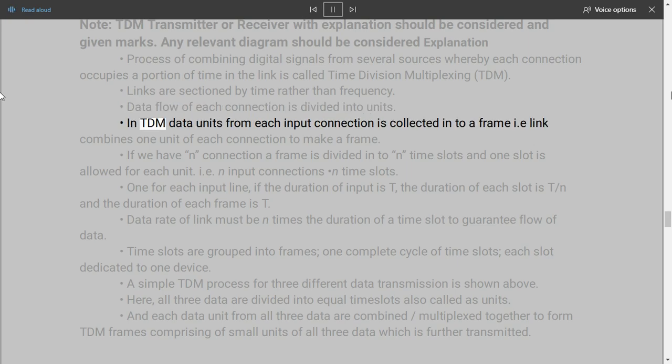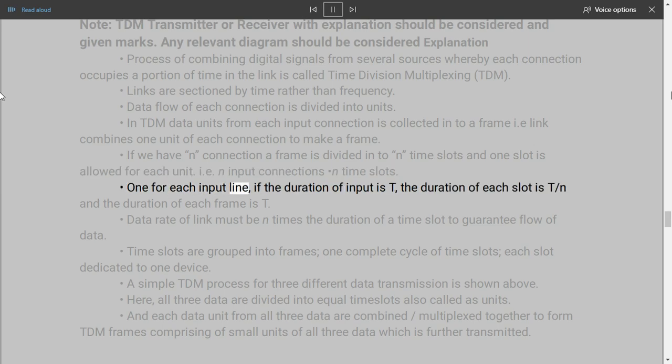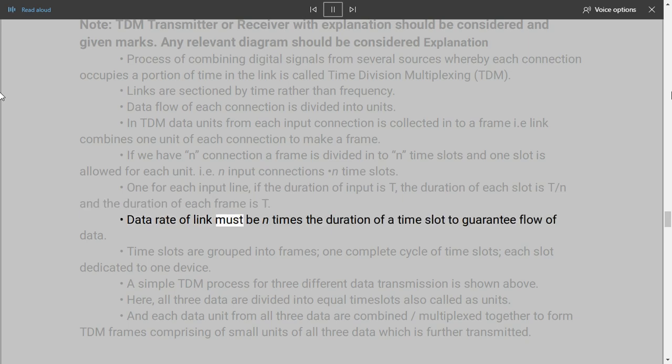In TDM, data units from each input connection are collected into a frame, i.e. the link combines one unit of each connection to make a frame. If we have n connections, a frame is divided into n time slots, and one slot is allowed for each unit, i.e. n input connections, n time slots, one for each input line. If the duration of input is T, the duration of each slot is T/n, and the duration of each frame is T. The data rate of the link must be n times the data rate of an input connection to guarantee flow of data.